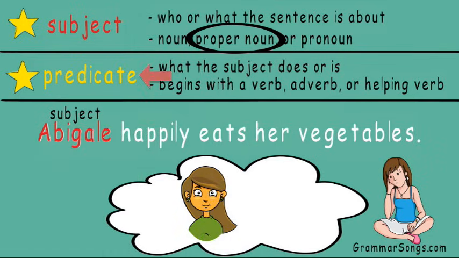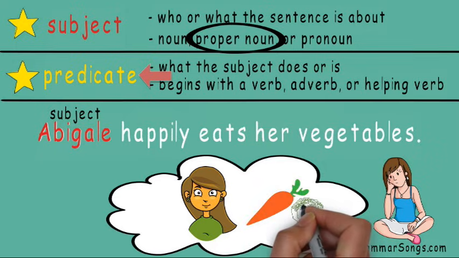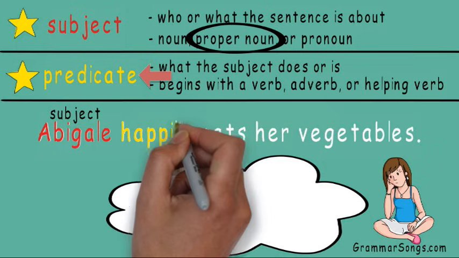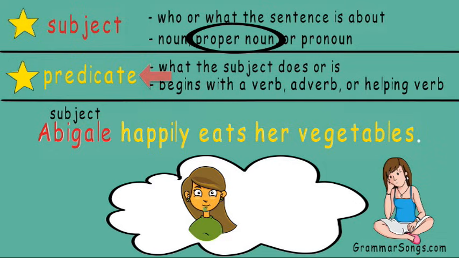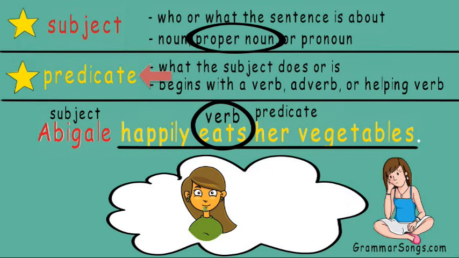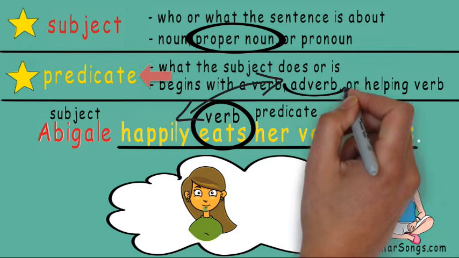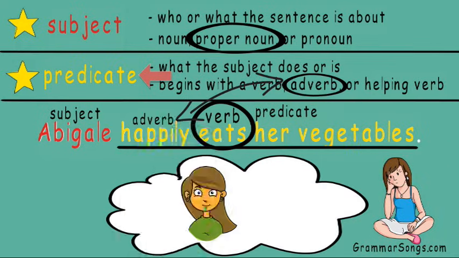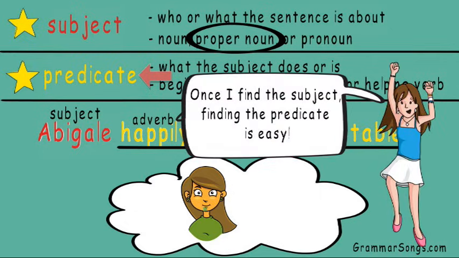Now I need to find my predicate. What does Abigail do? She happily eats her vegetables. Happily eats her vegetables is the predicate. Eats is my verb, and happily tells how she eats. So this time my predicate begins with an adverb to describe my main verb. Once I find the subject, finding the predicate is easy.